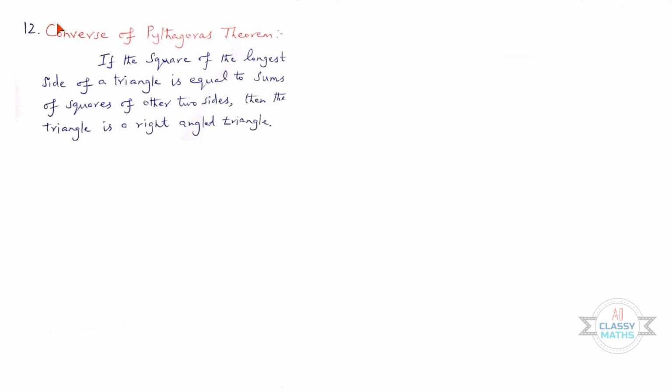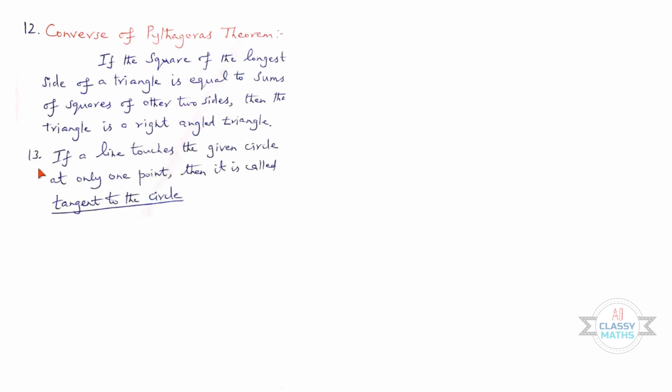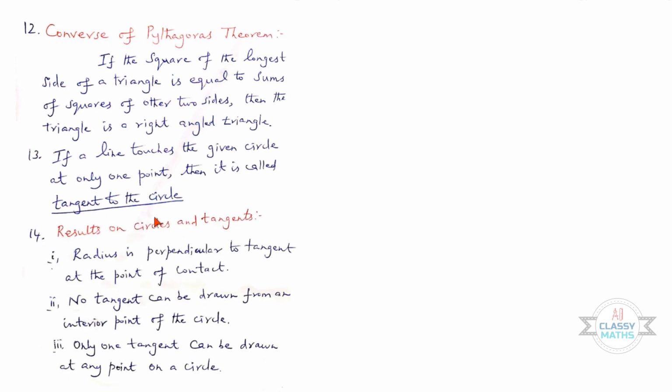12th one, converse of Pythagoras theorem. If the square of the longest side of a triangle is equal to sums of squares of other two sides, then the triangle is a right-angled triangle. 13th one, if a line touches the given circle at only one point, then it is called tangent to the circle. 14th one, results on circles and tangents.